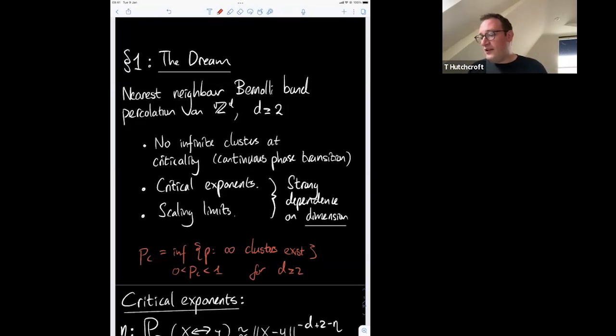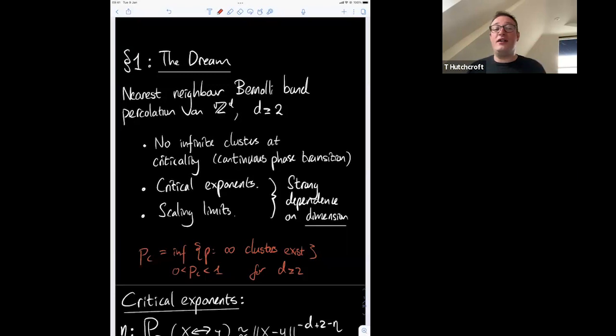Okay, and I should say there are lots of interesting questions about percolation away from criticality, but I'm not going to be addressing those things in my talk. I'm going to focus very much on the critical case. Okay, so there are a few basic things, and basic and not so basic things, we would like to understand.